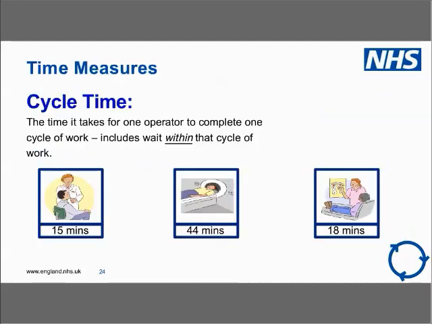Okay, so talking about cycle time then, we've got a very simple example for you on the screen here. We've got a patient being seen by their doctor. We've then got the patient having a scan, and then we've got the patient having the results from that scan. So each of those is an individual cycle of work. So the wait between the cycles is not included, but the wait within each cycle is.